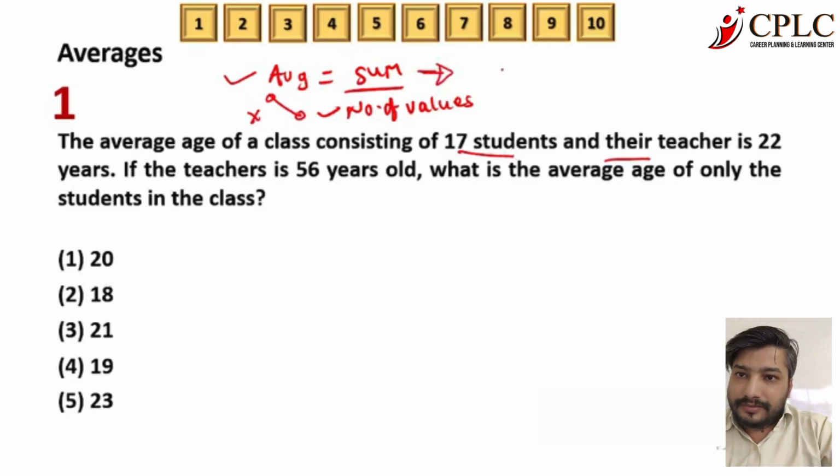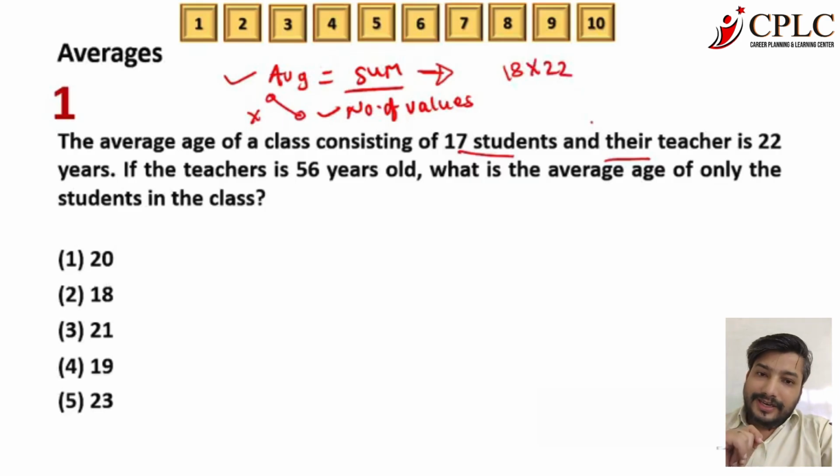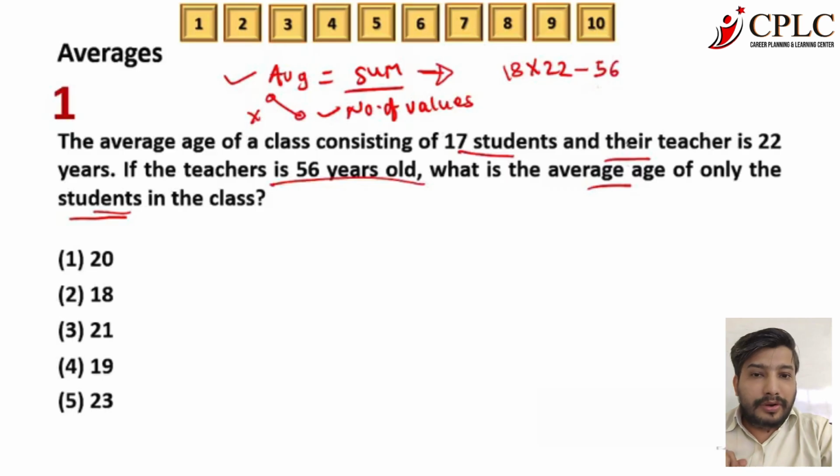So we can do the same thing. 18 are the people, 17 students and their teacher, their average is 22. So when you multiply these two things, according to the formula, you should get the sum. So this is basically going to be the sum of all the people's ages, including the teacher also. Now what they were saying is, the teacher is 56 years old, and what is the average age of only the students in the class? So basically we are supposed to remove the teacher now, whereas in this sum, the teacher is also included. So we just need to subtract his age from that sum.